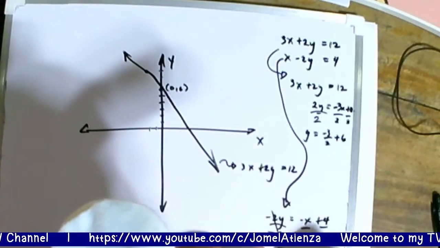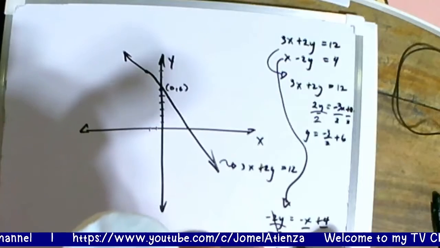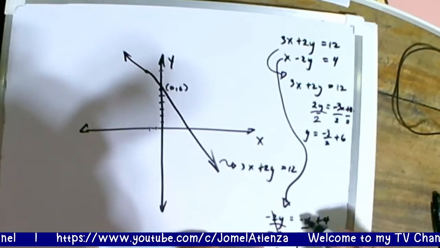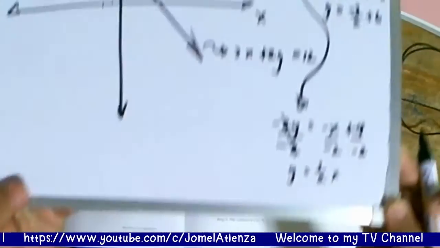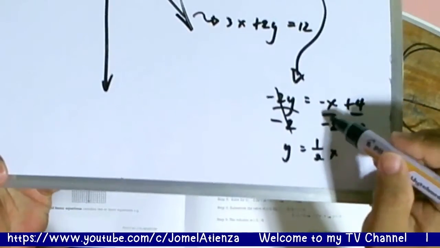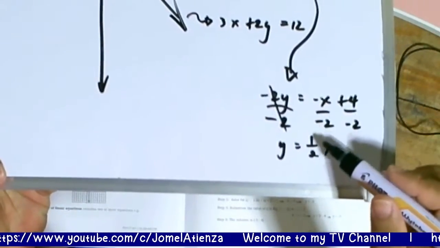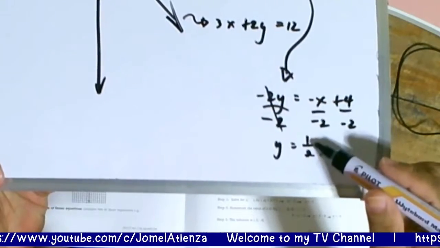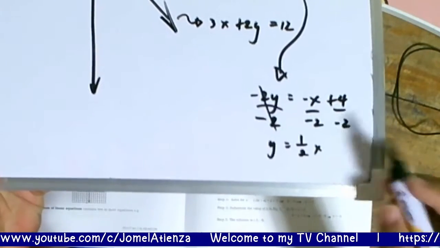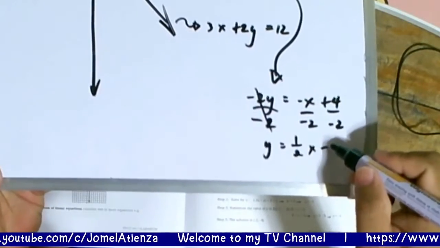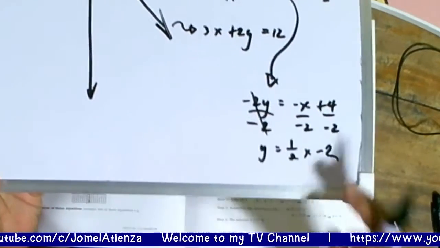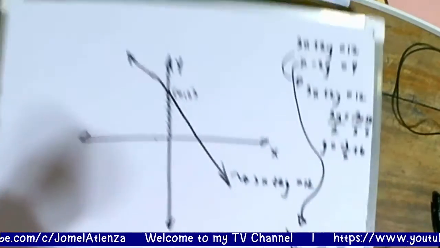So, cancel na yun. So, y is equal to 1 half x. Magiging positive na siya, kasi negative divided by negative is positive. So, that is 1 half, 1 over 2. Then, 4 divided by negative 2 is negative 2. So, therefore, ang ating y-intercept ay negative 2.